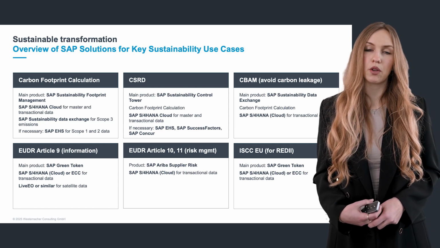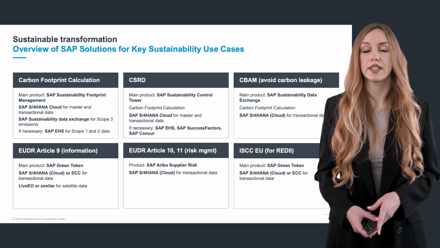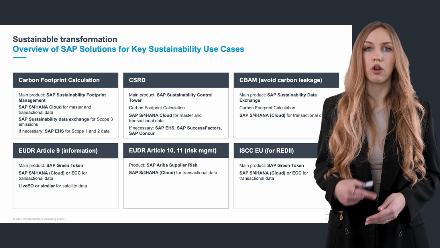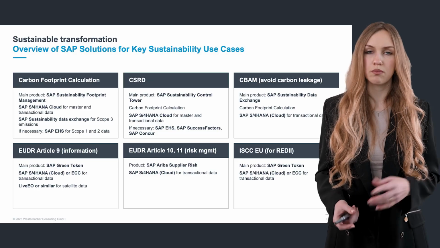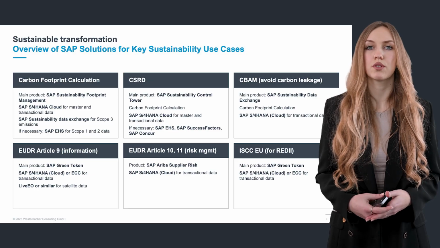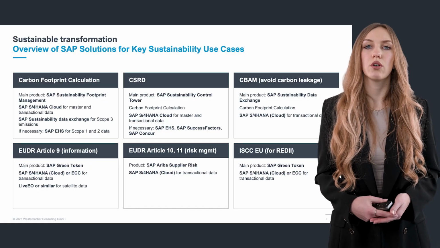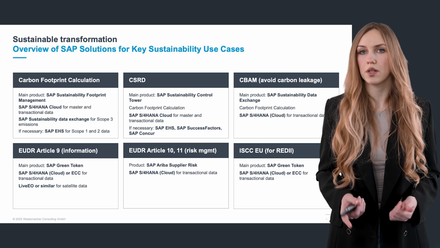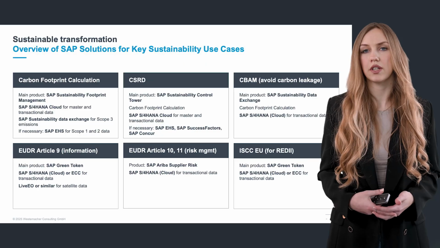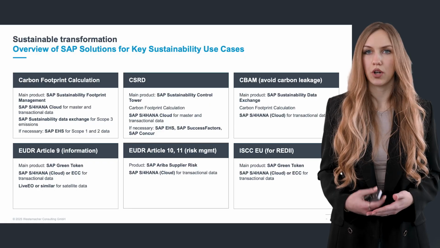And then we have the CSRD. So this is all about ESG reporting. The main product here is always the SAP Sustainability Control Tower. But this is our reporting tool. So we also need a carbon footprint calculation, that you can see there on the left side, to report for CSRD. And then you, of course, also need an S/4HANA Cloud system for the master and transactional data. And you may also need some other systems, for example, for HR data like SAP SuccessFactors or travel data like SAP Concur.